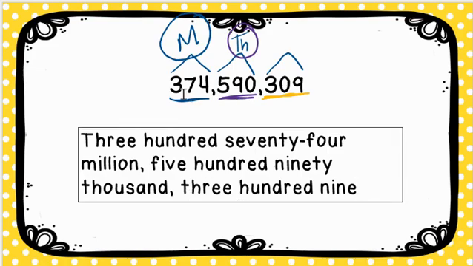Chunk and read. So 374 million, 590,000, 309. Let's do one more from standard form to word form.